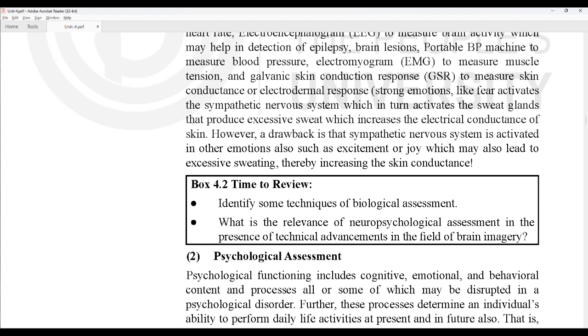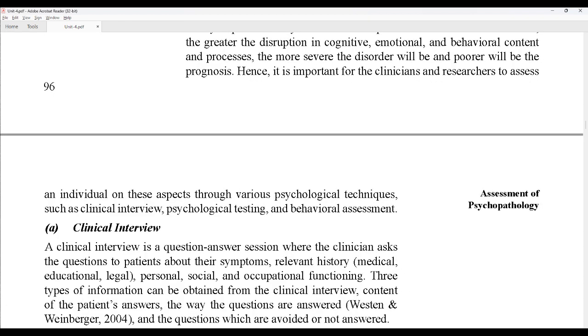2. Psychological assessment. Psychological functioning includes cognitive, emotional, and behavioral content and processes, all or some of which may be disrupted in a psychological disorder. Further, these processes determine an individual's ability to perform daily life activities at present and in future also. That is, the greater the disruption in cognitive, emotional, and behavioral content and processes, the more severe the disorder will be and poorer will be the prognosis.